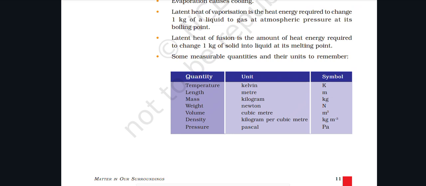There are two latent heats: latent heat of vaporization and latent heat of fusion. We will understand the definitions of the two latent heats. First one is latent heat of vaporization. Latent heat of vaporization means the heat energy required to change 1 kg of liquid to gas at atmospheric pressure at its boiling point. Next is latent heat of fusion. The latent heat of fusion means the amount of heat energy required to change 1 kg of solid into a liquid at its melting point.